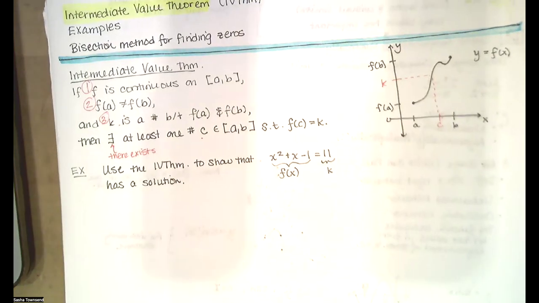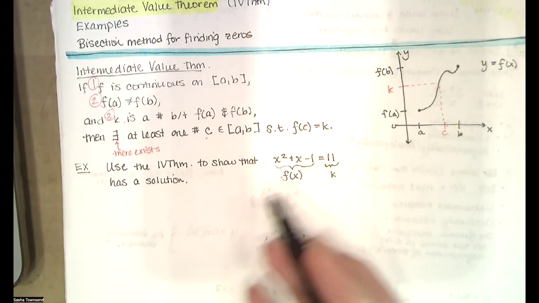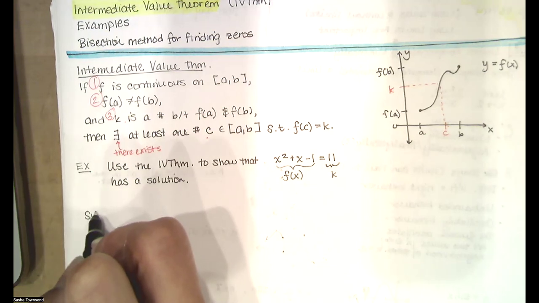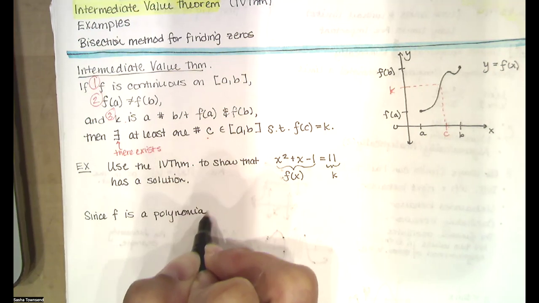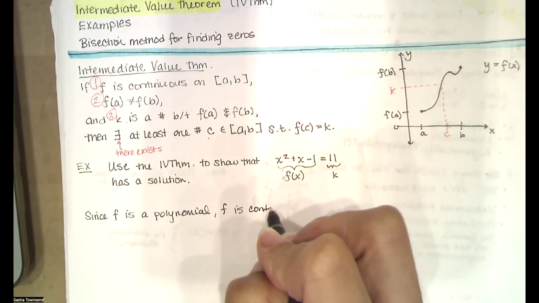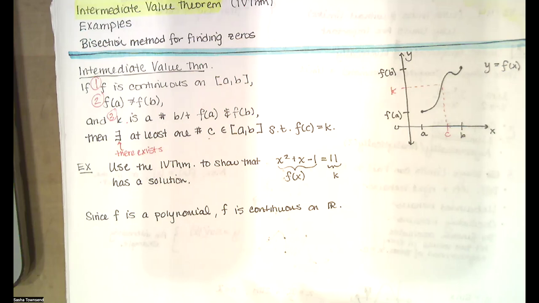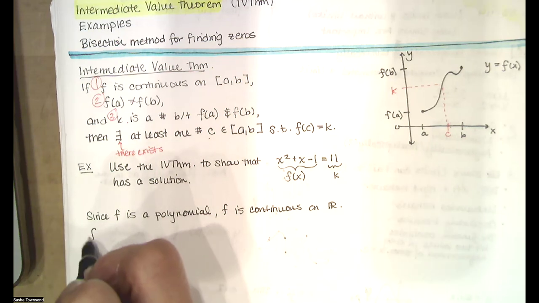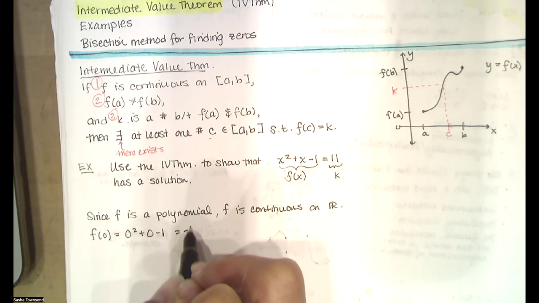So first of all, let's talk about this first statement. It says f is continuous on the interval from a to b. Well, yes. Since f is a polynomial, it's obviously continuous on the entire real line. I can plug in any x value I want, and I'll get out a number that makes sense. And I need an interval from a to b. I'm just going to pick any a value I want. I'll just substitute 0. f of 0 is 0 squared plus 0 minus 1, which is negative 1.